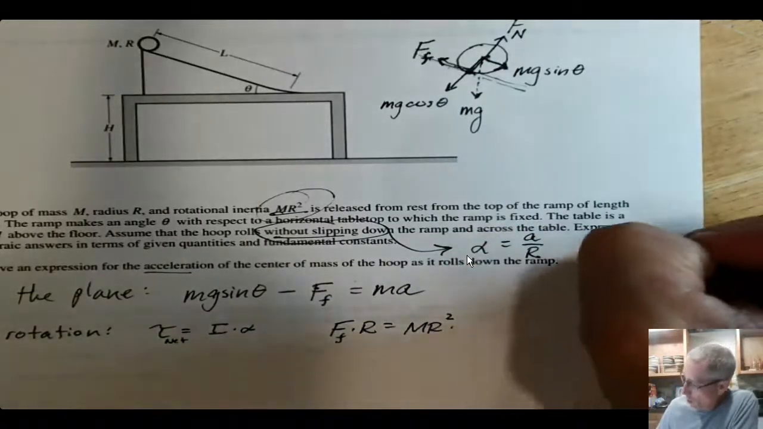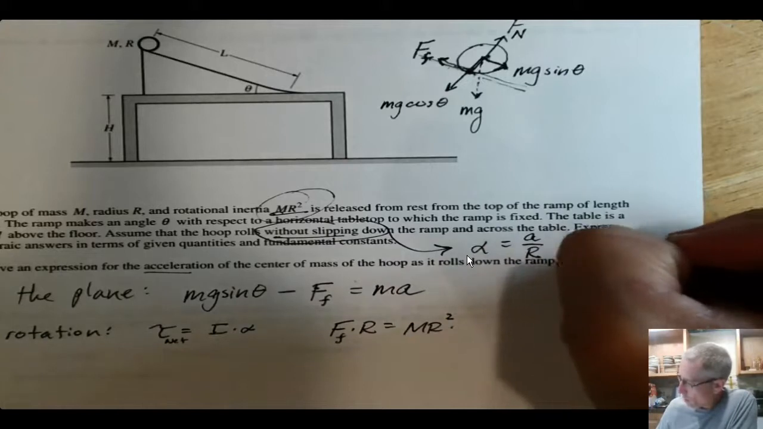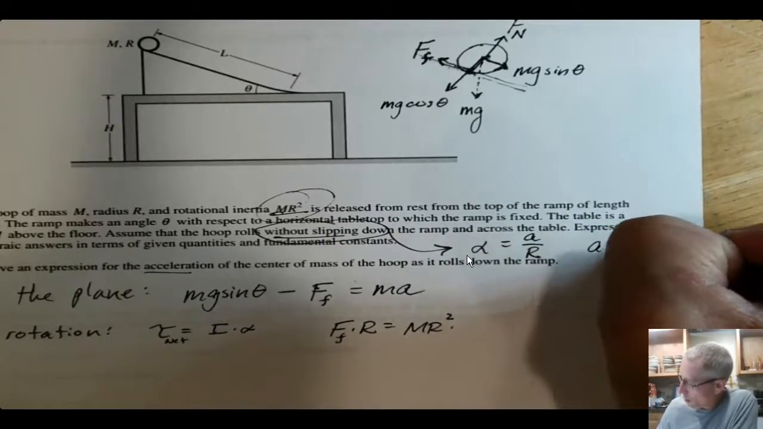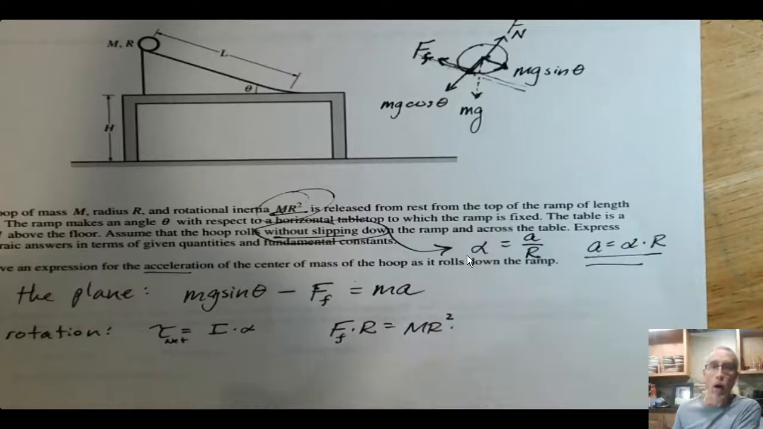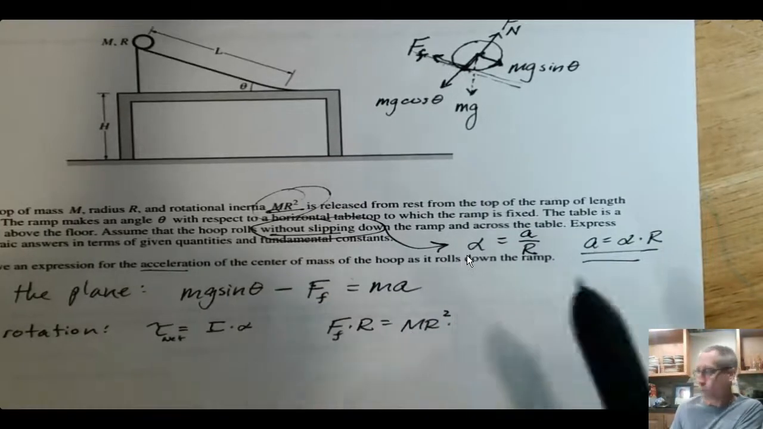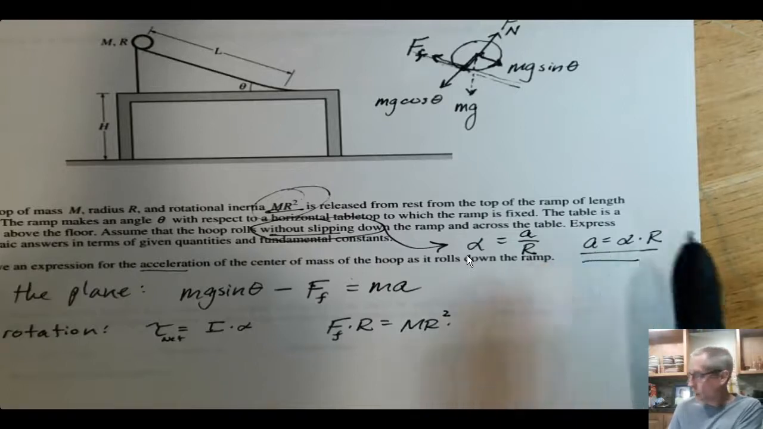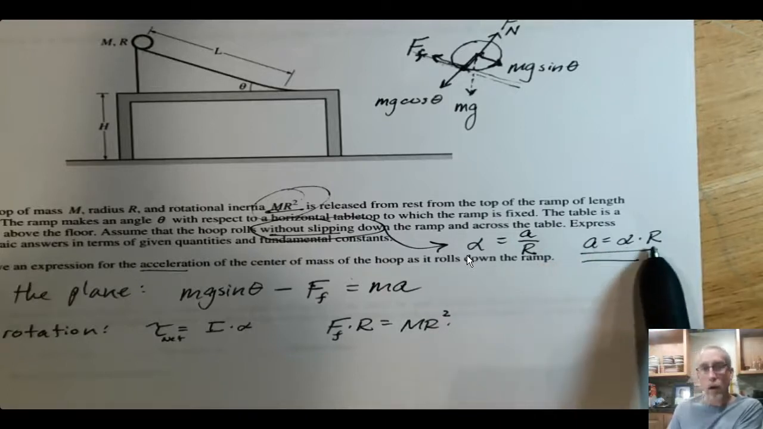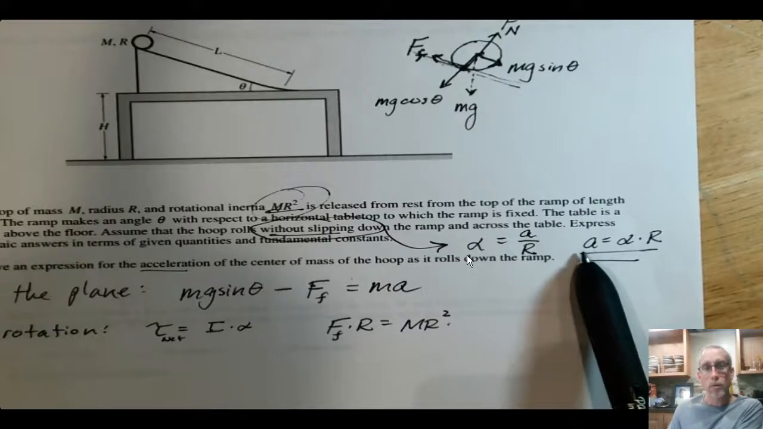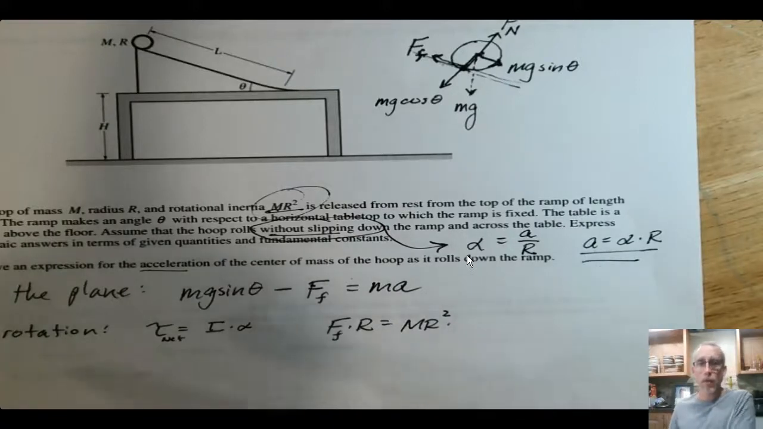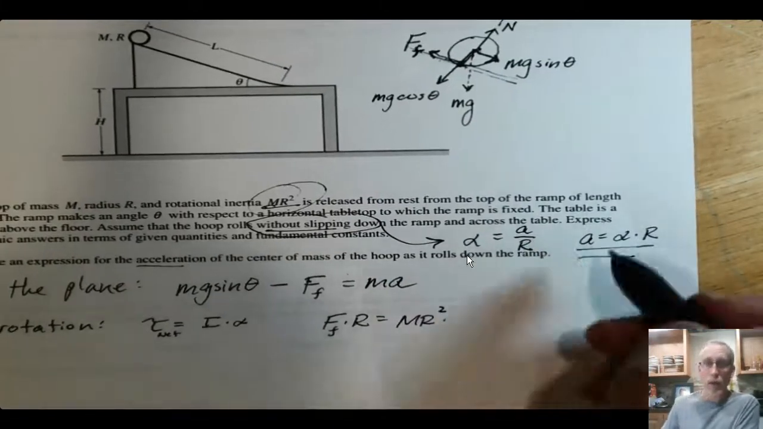Or sometimes it's written A equals alpha times R. Okay, that is actually on the reference page, but it's in a rather cryptic form. They write this for velocities. The velocity of something that's not slipping: V equals omega R. But if we take the derivative of both sides with respect to time, you get the acceleration relationship. So I think this is like a free equation.